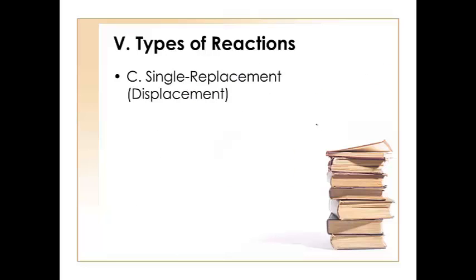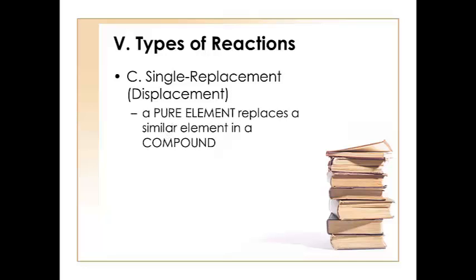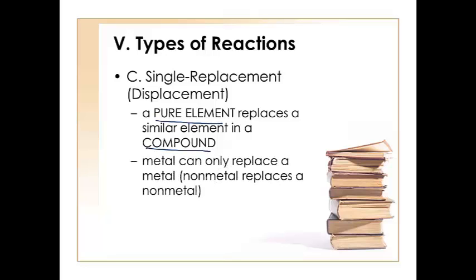Next reaction, known as a single replacement reaction, or sometimes it's called a displacement reaction. Now, 2 reactants, 2 products. Remember that on this one. One of them has to be a pure element, and the other reactant has to be a compound. Now, what has to happen? The metal can only replace a metal in the compound. Or if your pure element is a non-metal, it'll replace the non-metallic element in the compound.